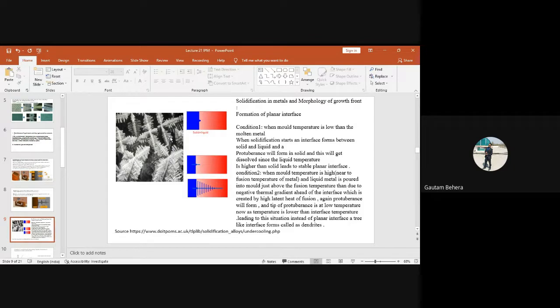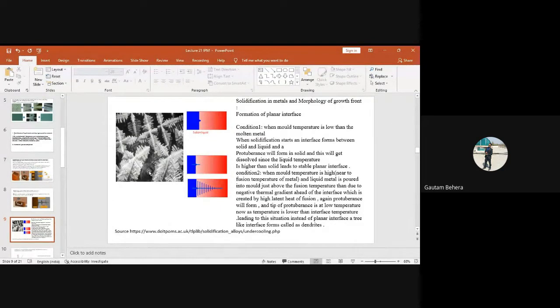So we can have a primary dendrite, secondary dendrite, and tertiary dendrite. Primary dendrite means one single branch. From the primary dendrite, a new branch comes out that is perpendicular to it. That is called a secondary dendrite. And from the secondary dendrite branch, a new branch will come out perpendicular to the secondary dendrite. That is called a tertiary dendrite, right? Now I will explain why this dendrite formation is happening.